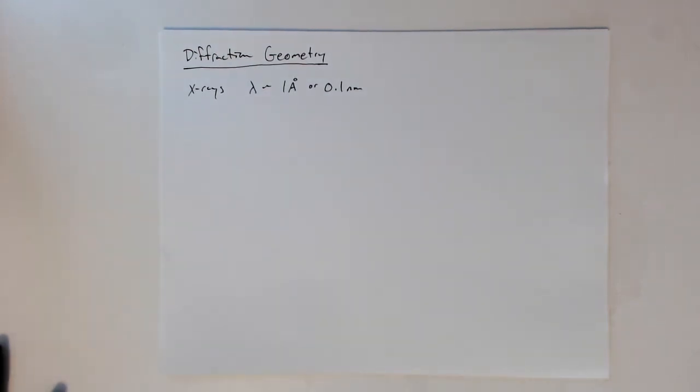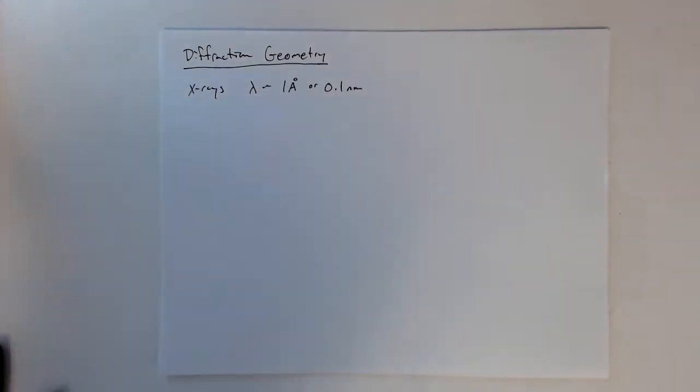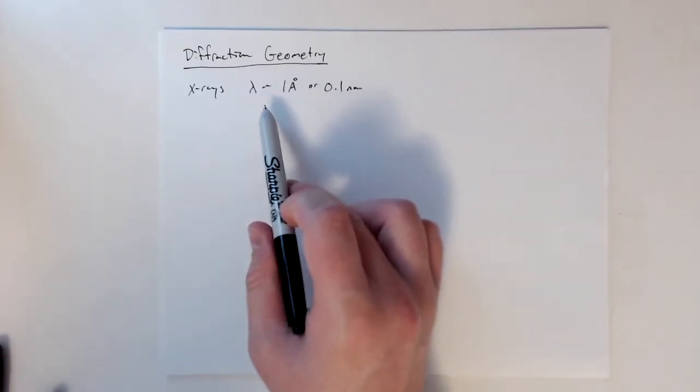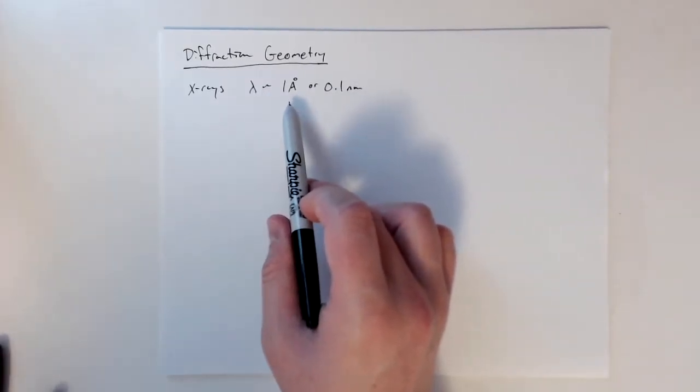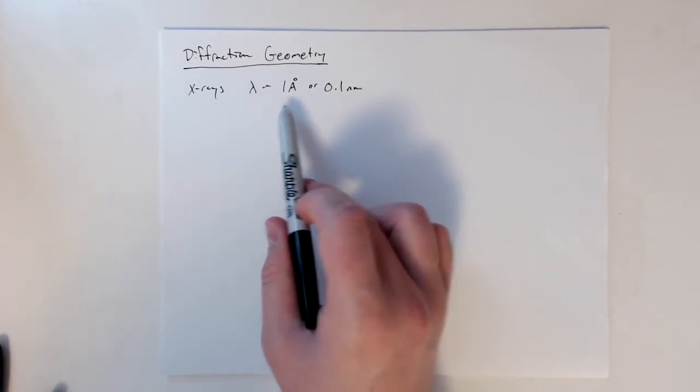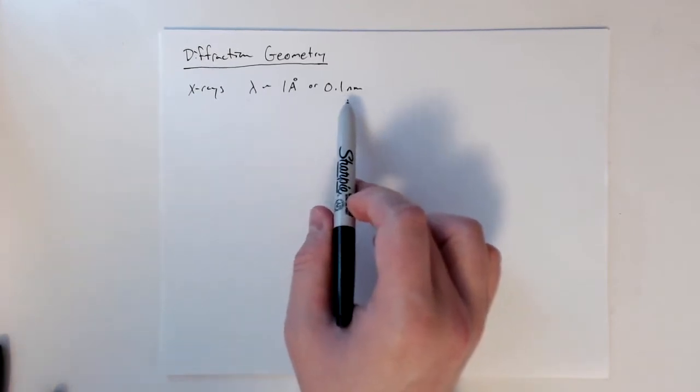Now that we've talked a little bit about how X-rays are formed for diffraction, let's move on to the actual diffraction geometry, so the configuration of the machine and so forth. The first thing I want to mention is that we talked about the generation of monochromatic, so single wavelength, X-rays. Their wavelengths are on the order of 1 angstrom, a unit you might not often see unless you're dealing with diffraction. 1 angstrom is the same as 0.1 nanometers.